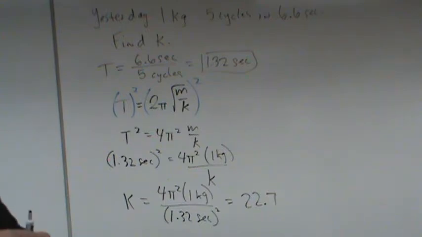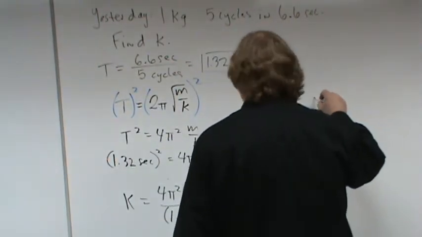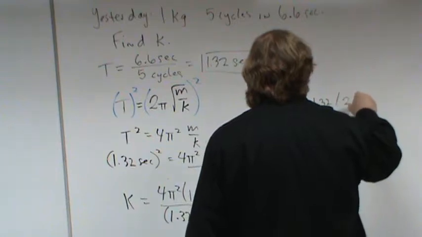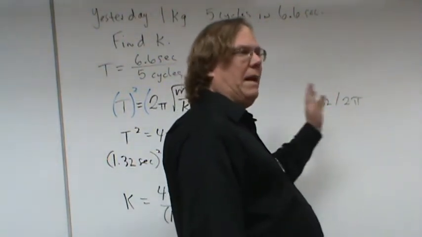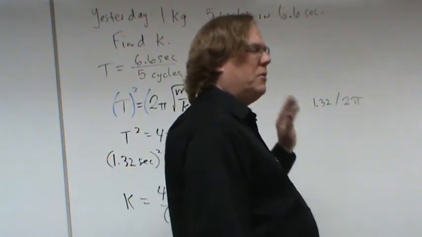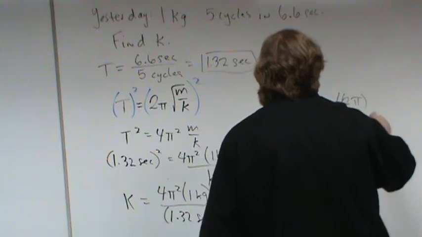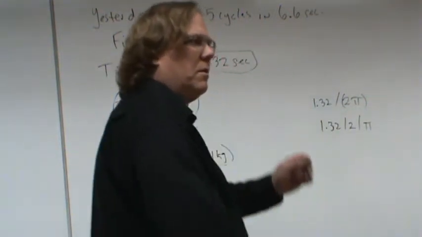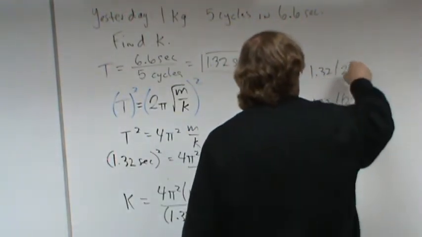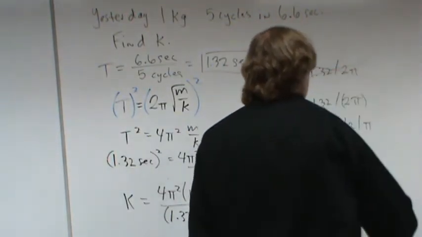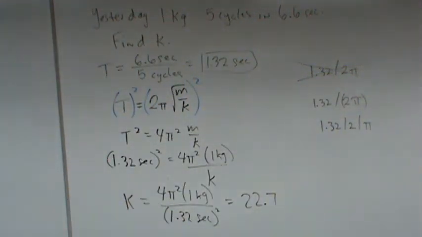Well, I'm sorry to hear that. What you need to do, if you do 1.32 divided by 2 pi, are you aware that your calculator thinks you're multiplying by pi, not dividing by pi? So you either need to put this in parentheses or you need to do this. One of the two. But you can't just put 1.32 divided by 2 pi. That's bad. Calculator will think it's 1.32 divided by 2, multiplied by pi, not divided by pi.